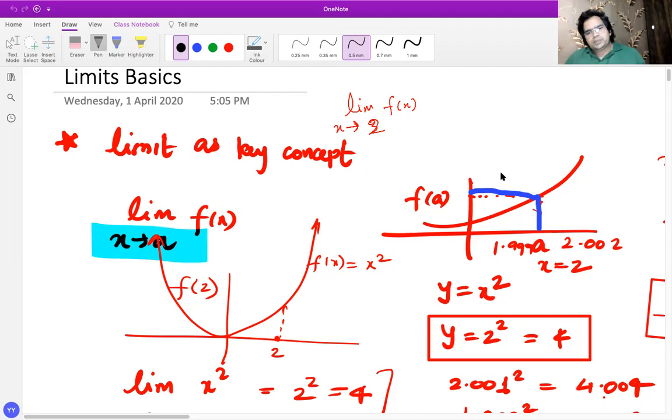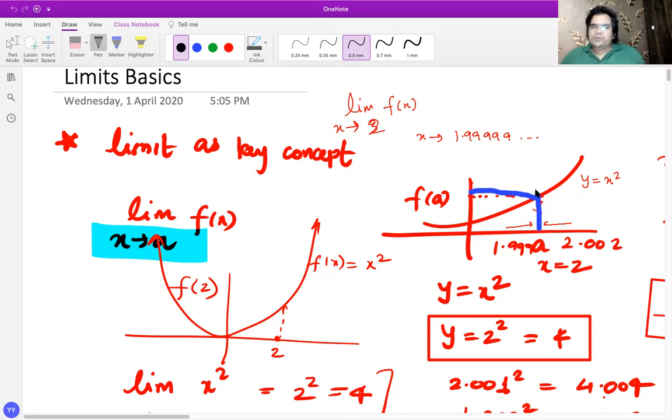Let's say I take the function y equals x squared. Now, as I approach from the right side, or I approach from the left side, when I'm not at the exact point 2 but somewhere like 1.999999, what's your y value? So as x tends to something like this, what's your estimate, or what's your y value? That we call the limit.